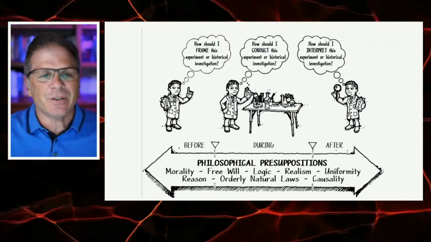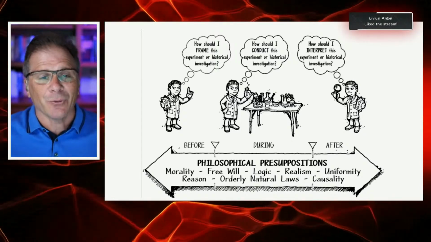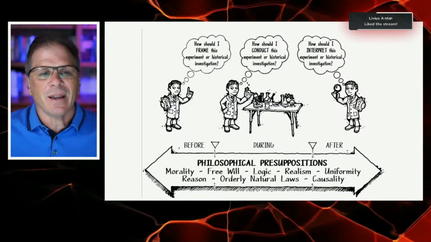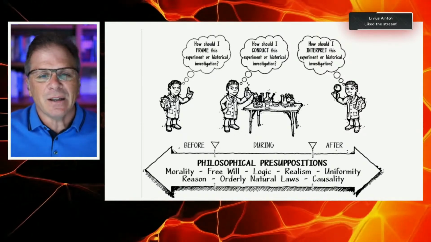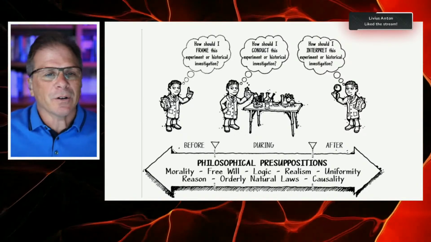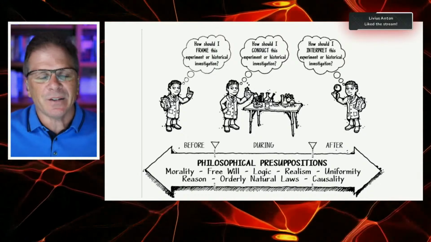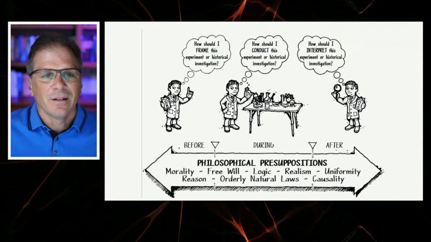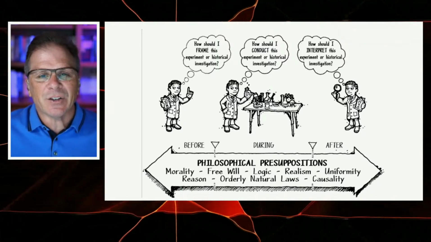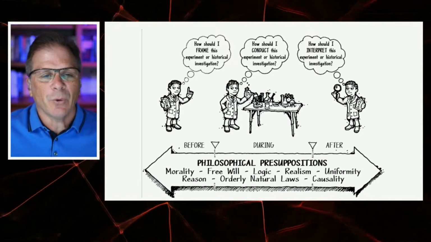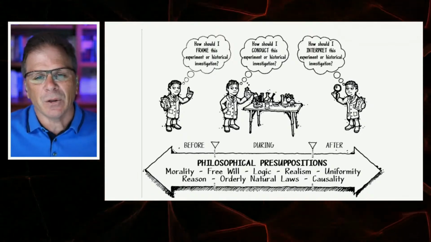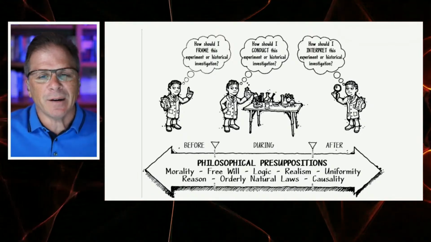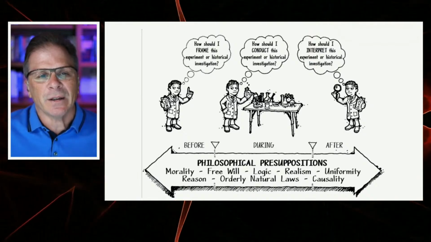Reason. Obviously, you need reason. You need to be able to reason to true conclusions. You can't prove that by science. You need that in order to do science. Orderly natural laws. This is why I think science needs God. Because you couldn't do science unless there were orderly natural laws. And where do natural laws come from? They come from a lawgiver. You couldn't discover reliable cause and effect unless there were orderly natural laws.